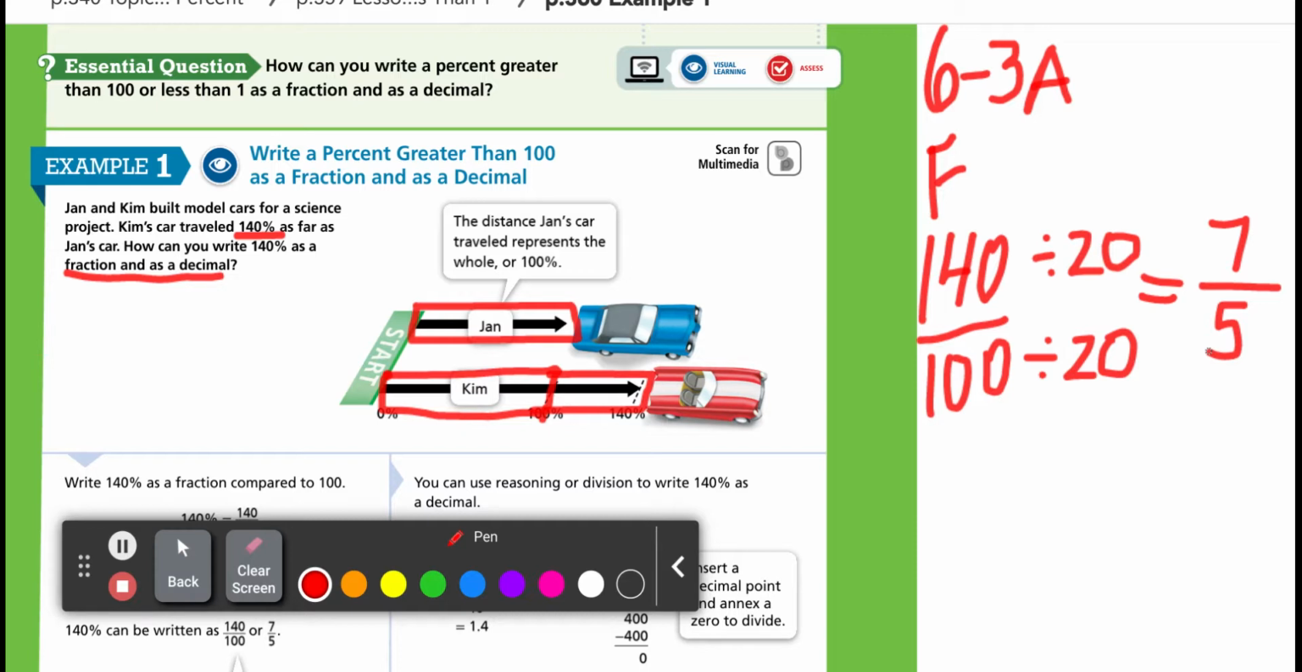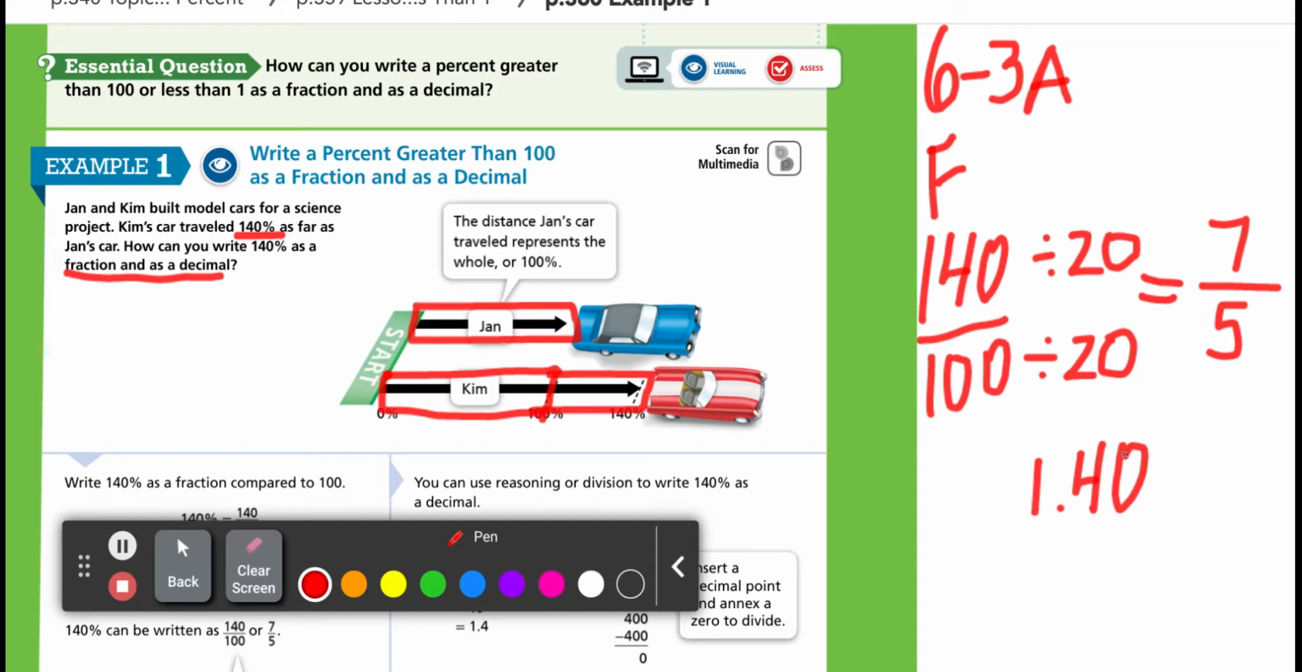Now, how do we write this fraction as a decimal? Well, what do you have to do to write a fraction as a decimal? We can put it into our calculator. So either put 140 divided by 100 or 7 divided by 5. And as a decimal, you should get 1.40.